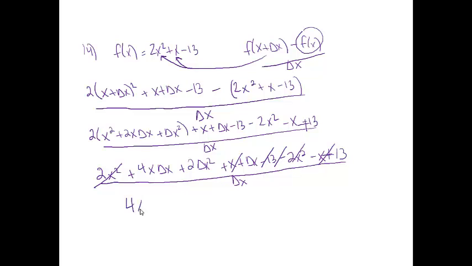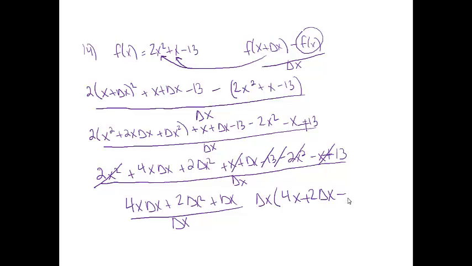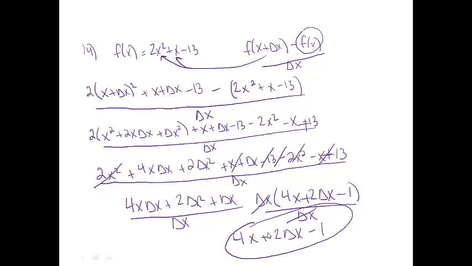So I'm left with 4x delta x plus 2 delta x squared plus delta x all over delta x. I now notice in the numerator that I can factor out a delta x. When I do that, I'll get 4x plus 2 delta x plus 1, all over delta x. The delta x's now cancel. So I am left with 4x plus 2 delta x plus 1. This time we do not have to let delta x approach 0 because the problem did not ask us to do that. So that is my answer.